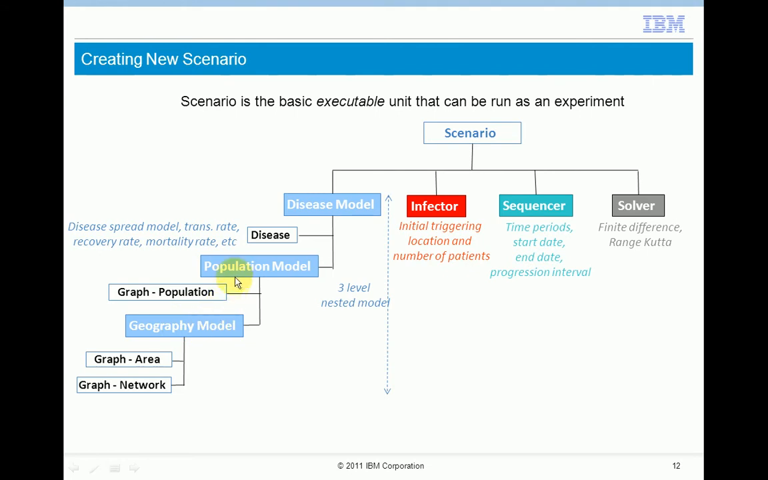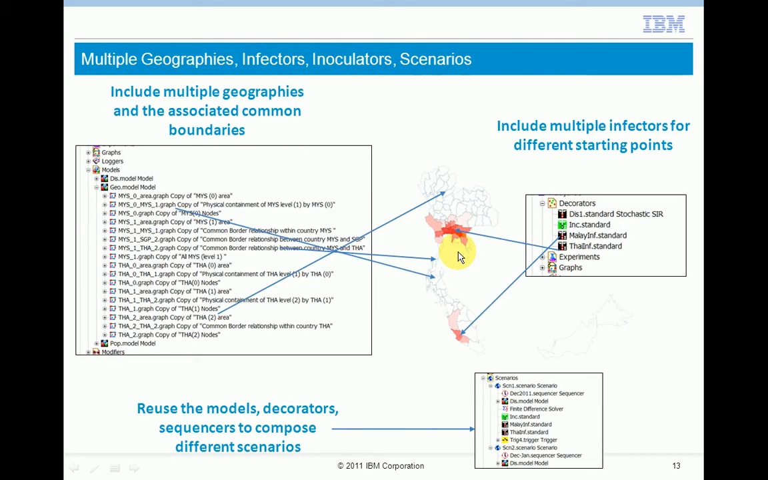Well, what actually happens is that you take the geography model and add it to the population model, and when you've constructed the population model, you add the population model to the disease model, and then you're ready, after defining the disease and all that, to be able to add it to the scenario. Of course, you add the infector sequencer. Of course, you choose a solver. Most of the time, people might use the finite difference, but other ones are also available. And then you can run the scenario.